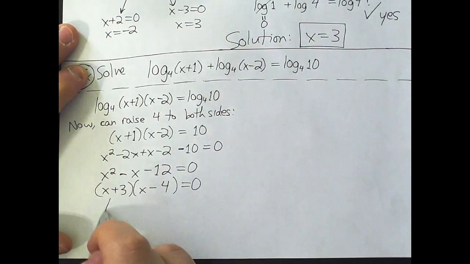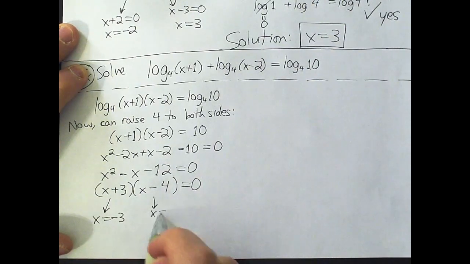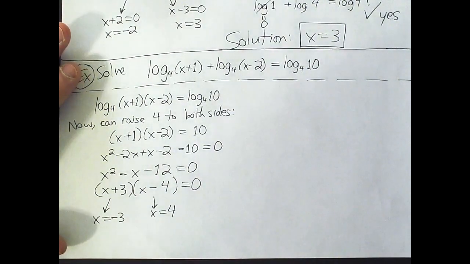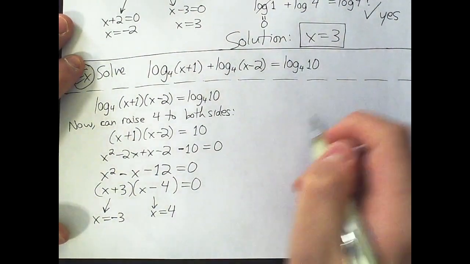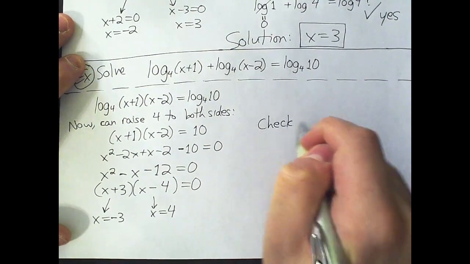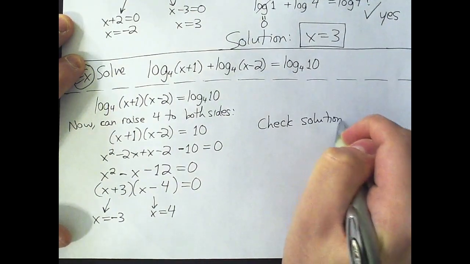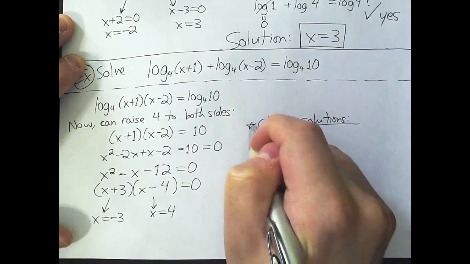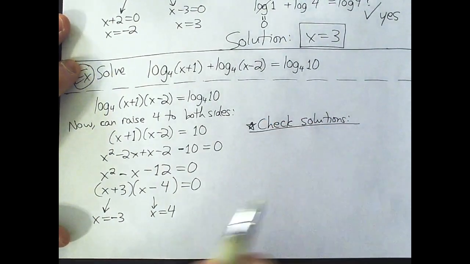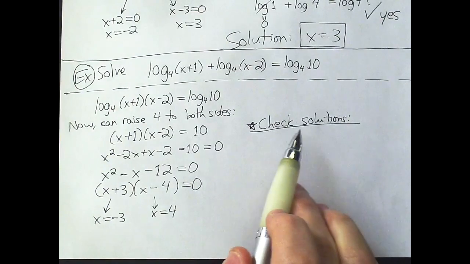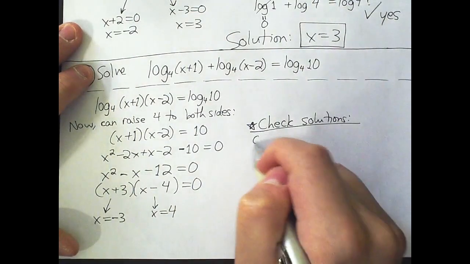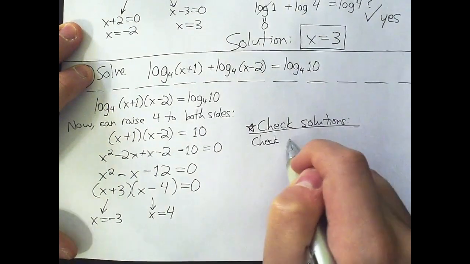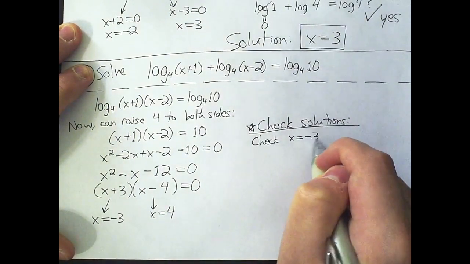This sends us on two different paths. This suggests that x equals negative 3, and this suggests that x equals positive 4. Now we know from past experience that we need to check these before we put a box around them. So let's check solutions. I shouldn't even really be calling them solutions. I should say, let's check the potential solutions that we found. Anyway, you could check them in either order. It's up to you. I'm going to go with -3 first.